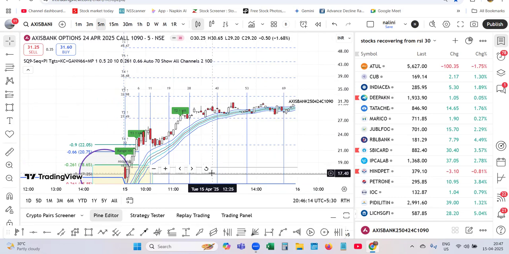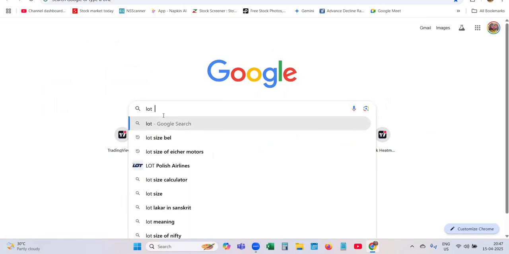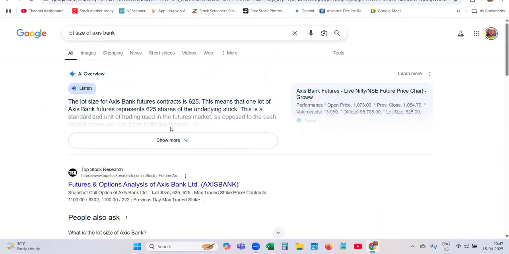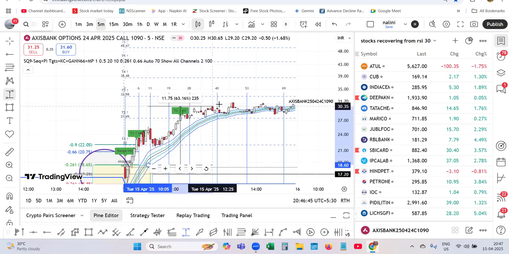So from 17, the lot size of Axis Bank, you will be knowing it. Maybe lot size, let me check here, show it to you. Lot size of Axis Bank. I think it is 400 or 600. 625. So you have gained almost double.